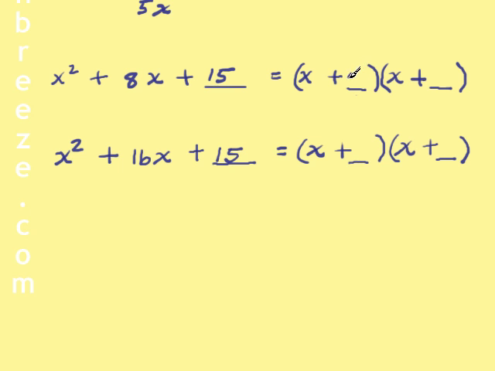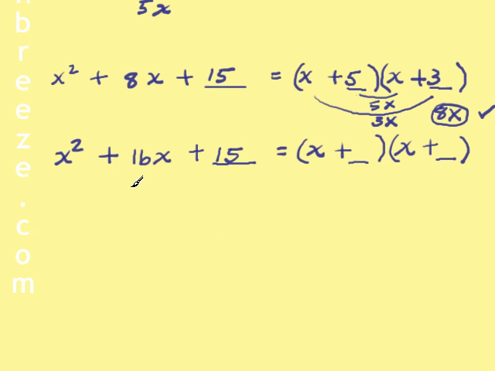Well, if we try 5 times 3, that's fine as long as outer plus inner is equal to 8x. Well, if we just check that, here's inner is 5x, sorry, that's inner, and outer is 3x. And 5x plus 3x is 8x, so that's good. We do get 8x. So this is a correct factorization.